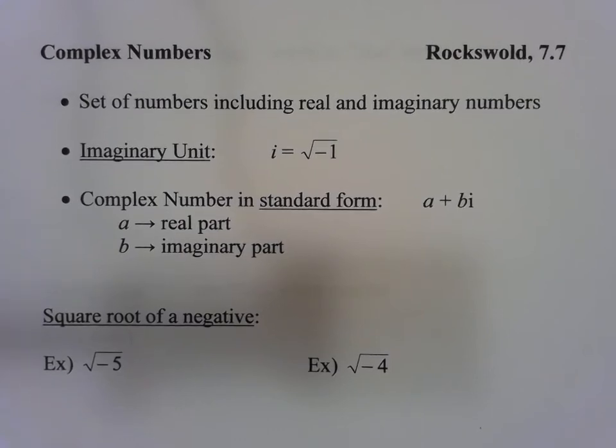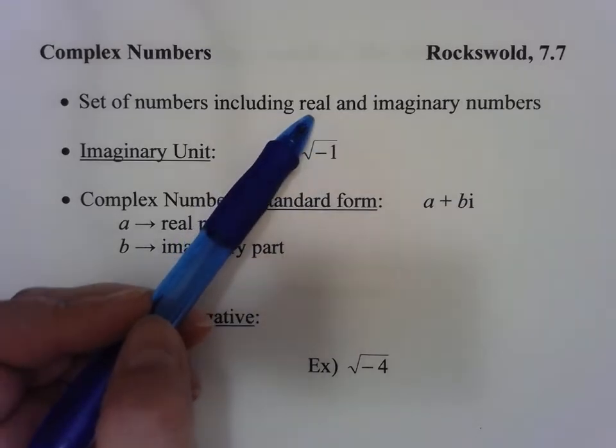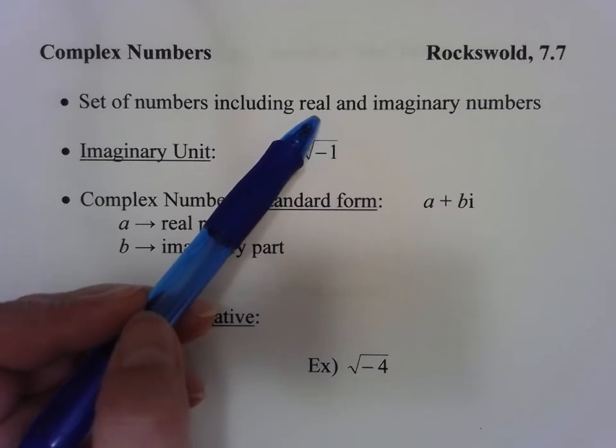In this video, we're going to talk about complex numbers. Complex numbers is a set of numbers that include both the real numbers and what are called imaginary numbers. So a real number is any number that you can measure or any number on a number line. So all the numbers we've talked about up till this point are real.